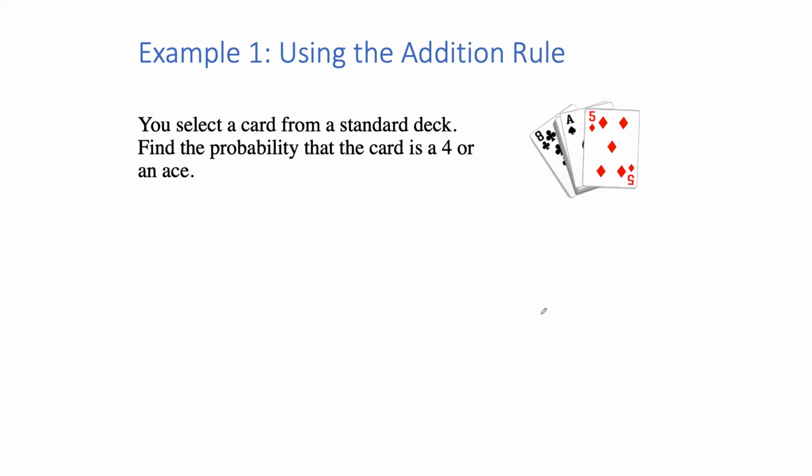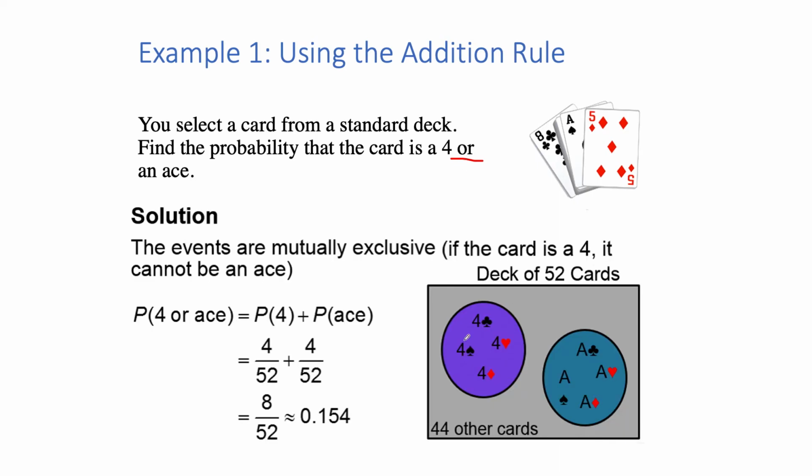Right. So what is the probability that the random card that you chose is a 4 or an ace? The crucial thing here is to recognize that it's an "or." The two events are mutually exclusive.